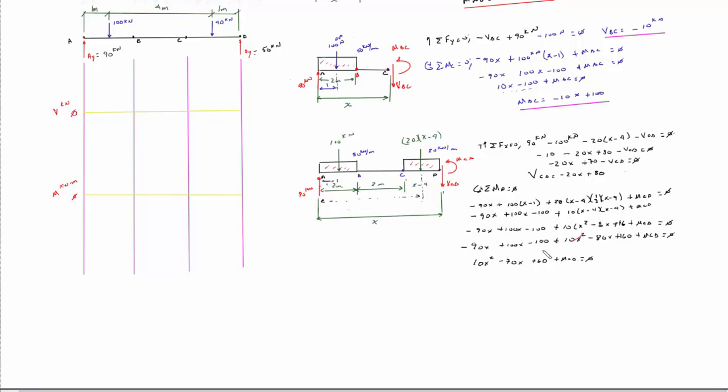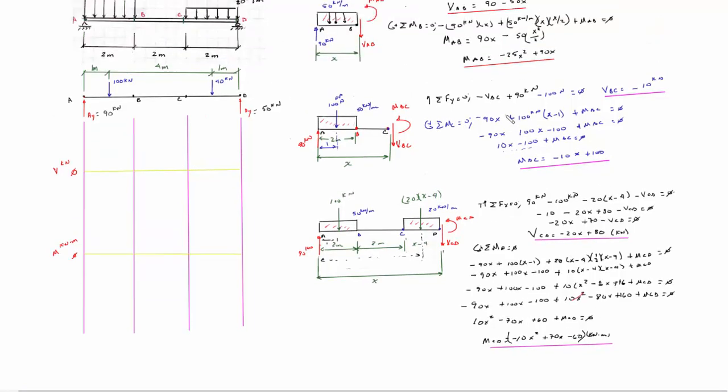So now I can take this over to the other side. MCD should be equal to negative 10x squared plus 70x minus 60. Let me just check myself. Negative 10x squared plus 70x minus 60, and that's it. And again, this would all be kilonewton meters if you want to do the units on the outside, which is a great idea. So there we go. We have our equations now for each section of the beam.